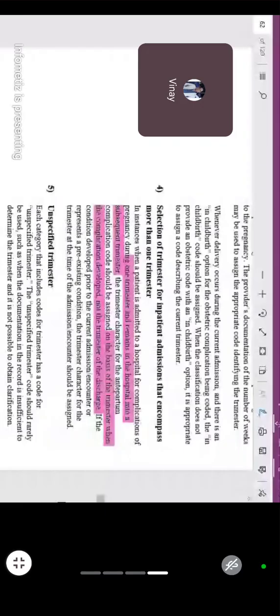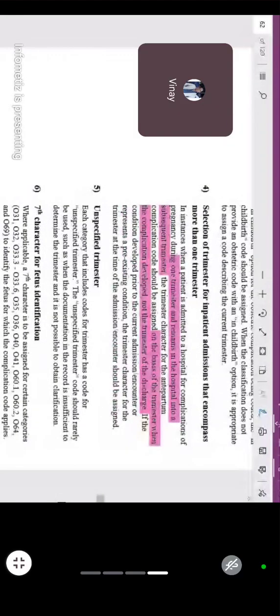Good. Now, so see, the concept we know, right? This is another thing that you can remember. For unspecified trimester, we have a separate code. If they are not specifying the number of weeks or trimester, we can code unspecified trimester.